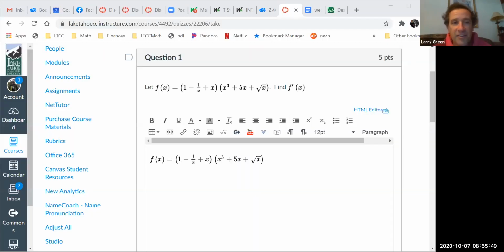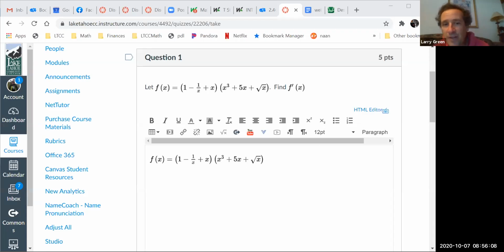So let me share my desktop and we'll go over the quiz. Okay, so here's the quiz. The first question was, let's suppose we have f of x equals (1 minus 1 over x) times (x cubed plus 5x plus the square root of x). Find f prime of x.